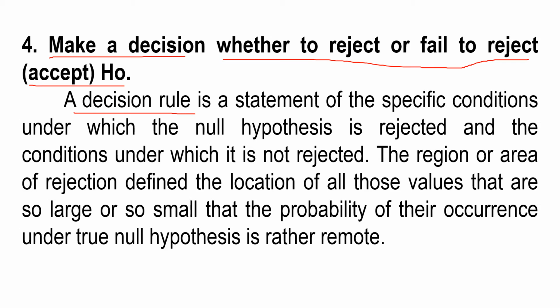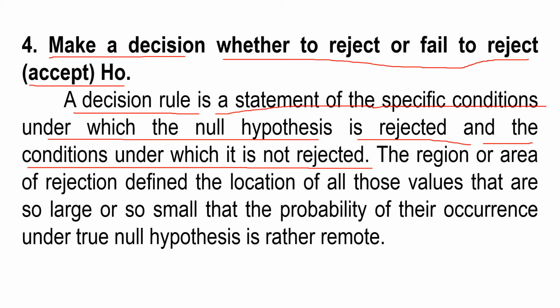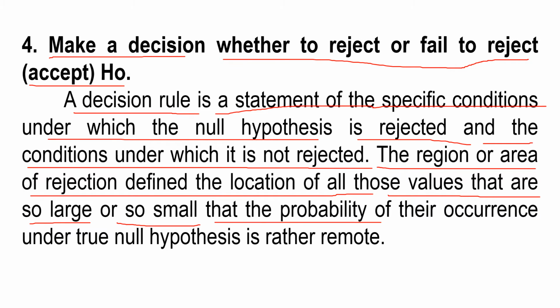So the decision rule is a statement of the specific conditions under which the null hypothesis is rejected, and the conditions under which it is not rejected. So the region or area of rejection defines the location of all those values that are so large or so small that the probability of their occurrence under a true null hypothesis is rather remote.